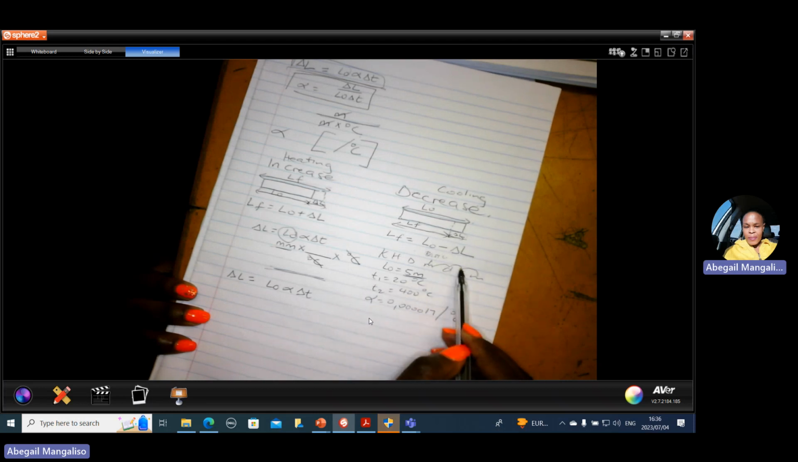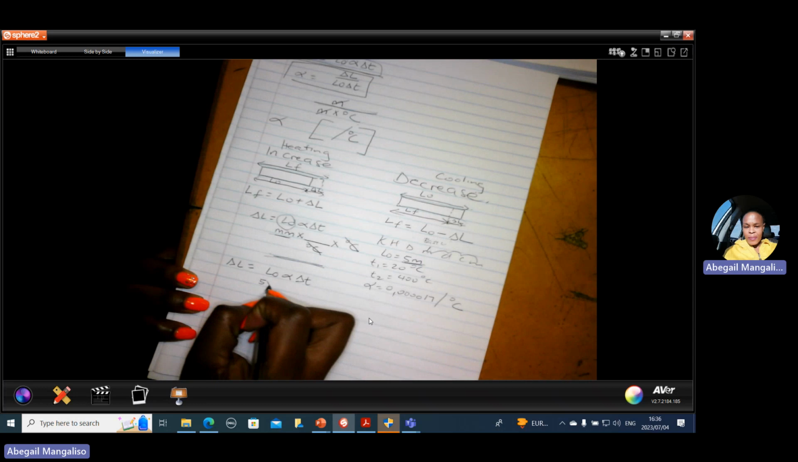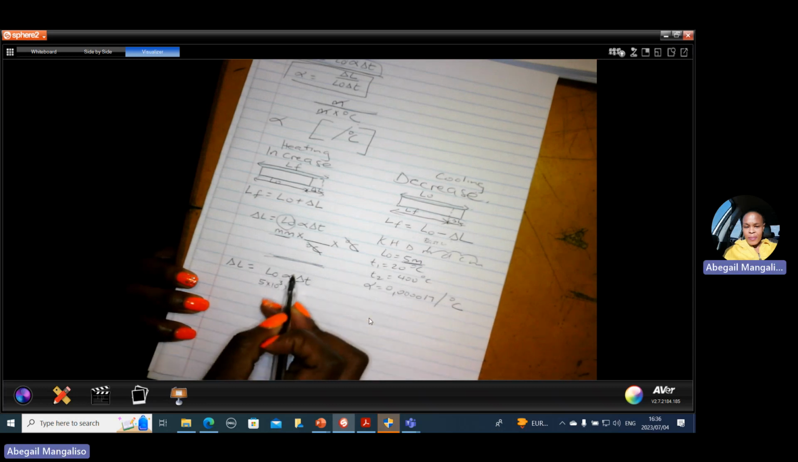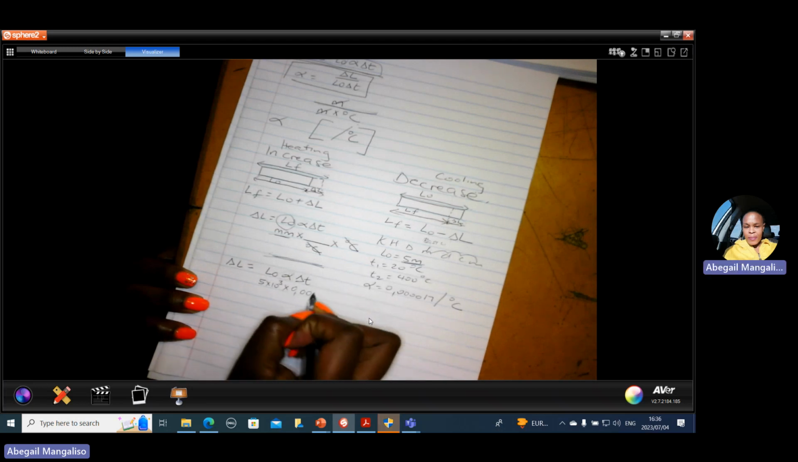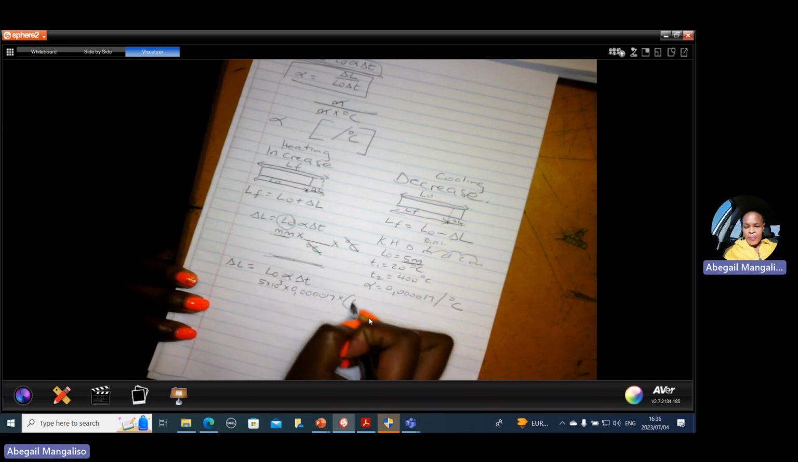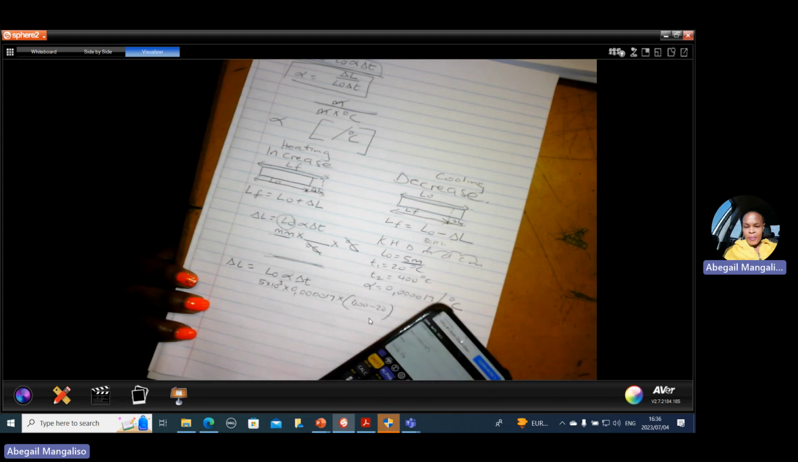You move 1, 2, 3. So you multiply by 10 to the power of the number of times moved. You're going to multiply by 10 to the power 3. So 5 times 10 to the power 3 will be 5,000. Multiply by this, which we got from the table, 0.000017. Multiply by the change in temperature, which is 400 minus 20. Then you use your calculator to get the answer.